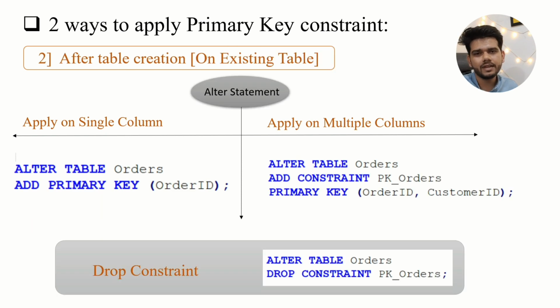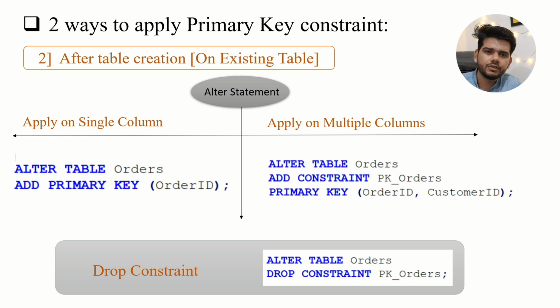Now move on to the second way and see how we can alter a table using the alter statement and create the primary key constraint if the table is already present in the database. With the help of the following alter queries, we can add a primary key constraint on a single as well as on multiple columns. And to drop the above primary key constraint, we can use the syntax below.